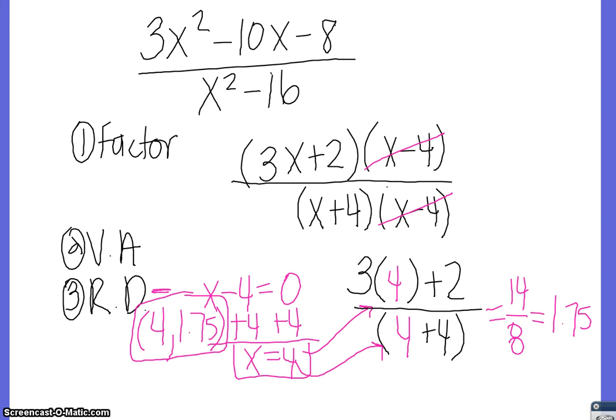Remember, the next one, for my VA, we set what was left in the denominator, so that's my x plus 4, equal to 0, and then I'm going to solve.